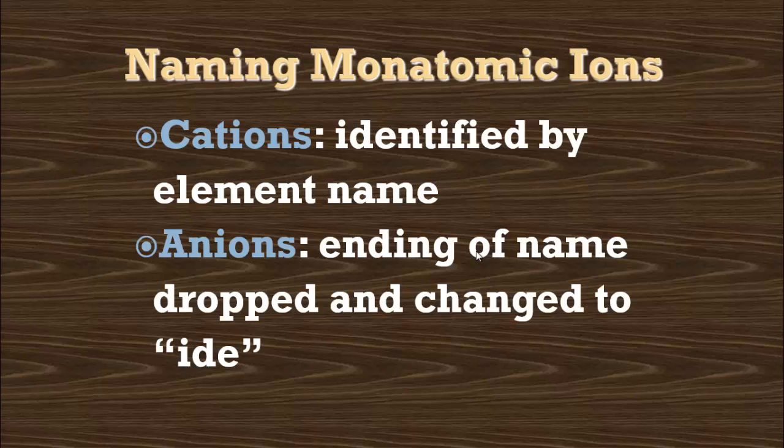Let's look at the anions. The anions are also identified by the element name. You're still going to look up the element and look up its name, but what we're going to do is drop the ending of the name, like the IUM or the UR or the GEN in some cases, and change it to IDE. So cations we leave the same. Anions we're going to change the ending of the name.